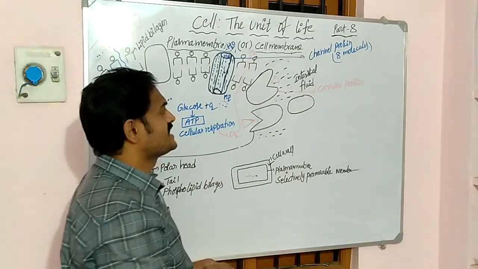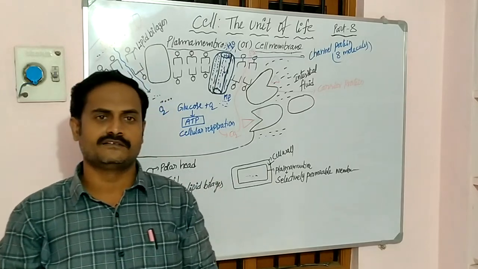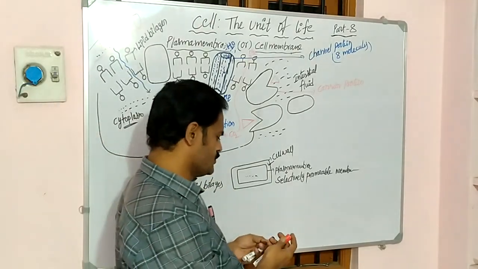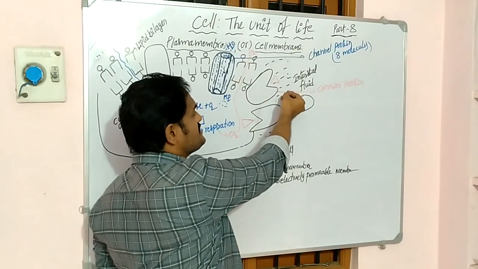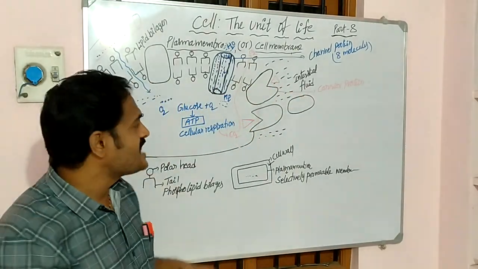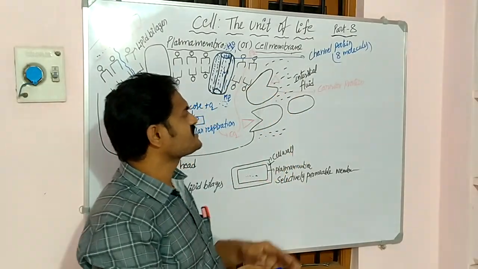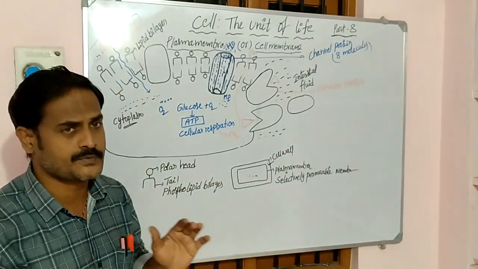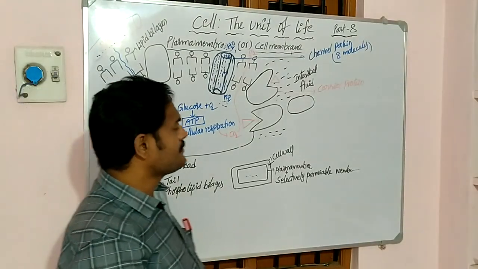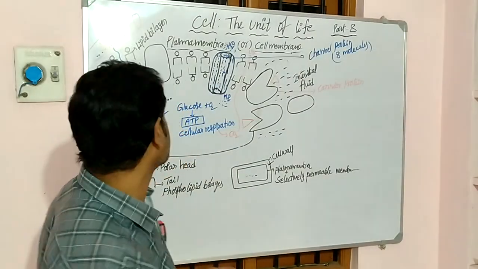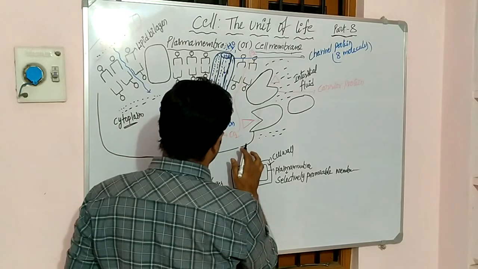So the carrier proteins show a rotational movement. With the help of rotational movement, they carry some substances into the inside of the cell as well as send them outside of the cell. So that is the function of the carrier protein. Then some other types of proteins are also present here.